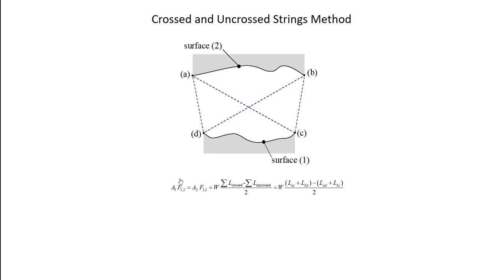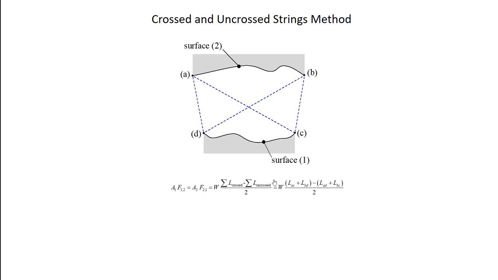And the formula for that is down here, and it's just A1 F12, so the area of surface 1 times the view factor from 1 to 2, which by reciprocity has to be equal to A2 F21, is equal to W, which is the length into the page, times the sum of the length of the cross strings less the sum of the length of the uncrossed strings, divided by 2. And of course this W doesn't actually matter because there's going to be a W over here in these areas too, right? These areas will be times W, so W will cancel out, and you'll only be depending on the length of the crossed and the uncrossed strings.